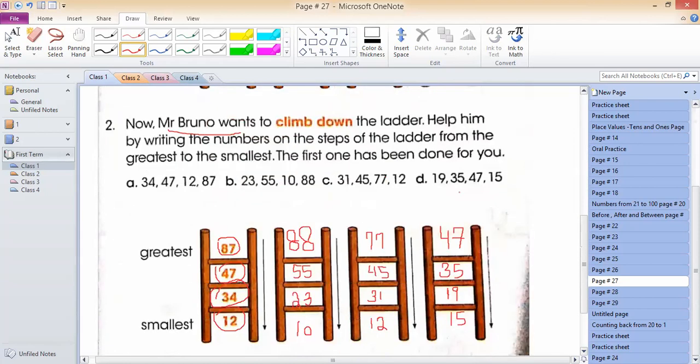Question number 2 was very similar to question number 1. The only difference is that in question number 2, you have to arrange the numbers from greatest to smallest, which is the opposite of question number 1. When the question asks you to arrange smallest to greatest, you write the smaller number first and then move to bigger, bigger, bigger and to the biggest. But when the question asks you to arrange from greatest to smallest, you write a bigger number first and then move to the smallest.